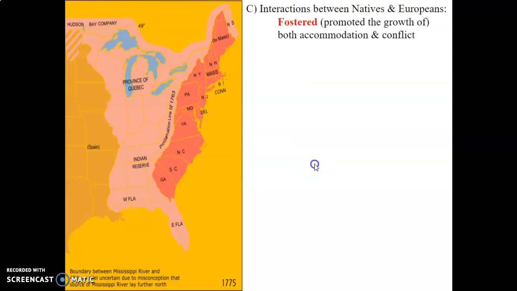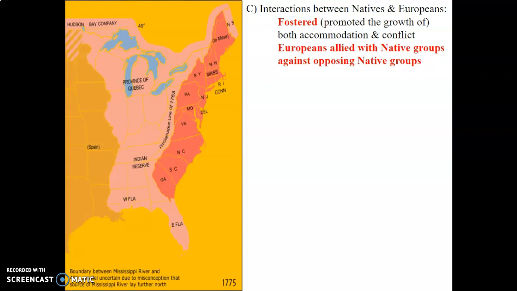There were interactions between natives and Europeans. It fostered or promoted the growth of both accommodation and conflict. Europeans allied with native groups against opposing native groups. So the Native Americans, for the most part, did not ally with the Europeans. If they would ally with anybody, they would ally with the French because they were a little bit nicer, and the Dutch that were a little bit more friendly towards them. With the English, not so much.